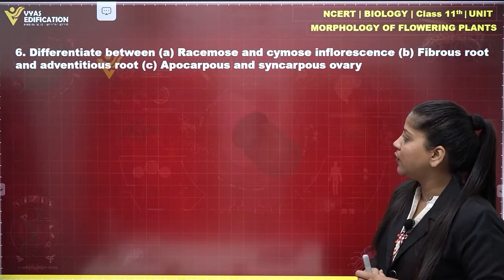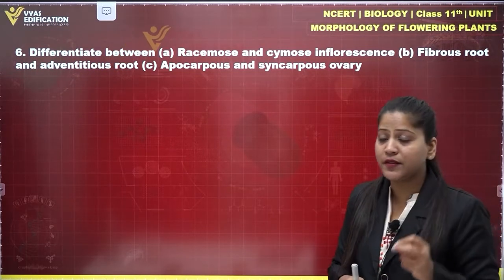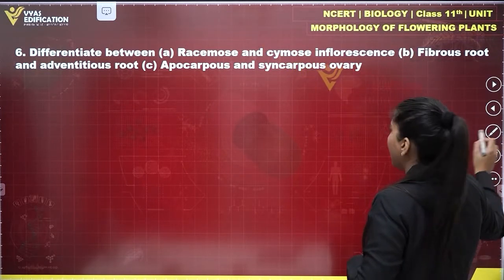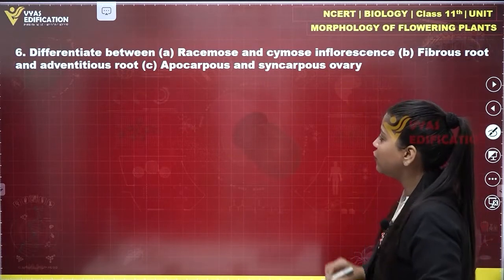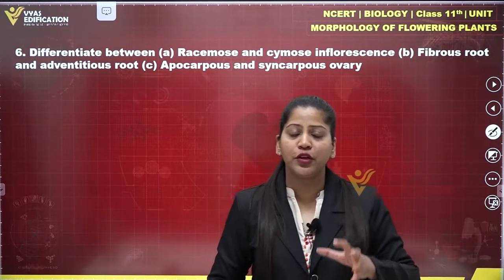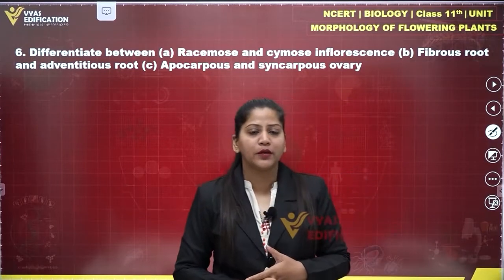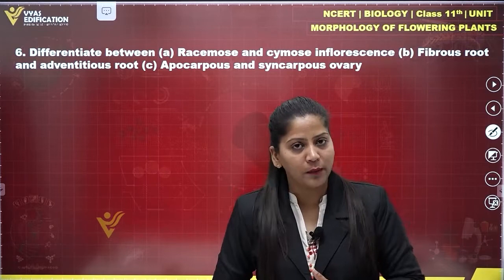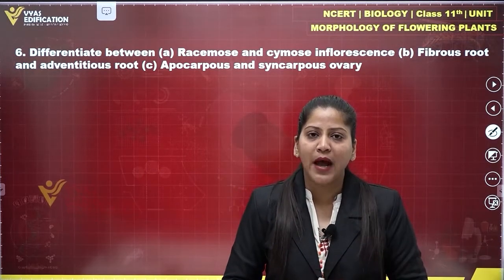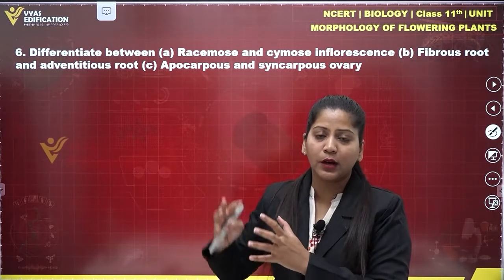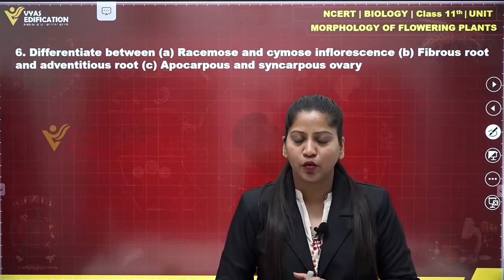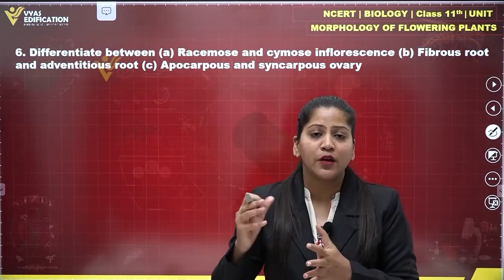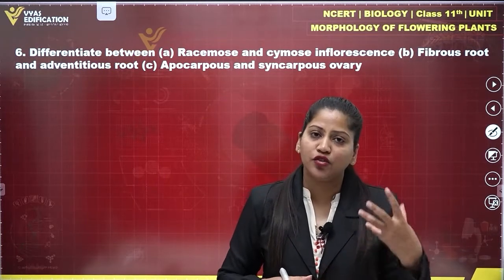Now, the differences between fibrous root and adventitious root. If we talk about the fibrous root, this kind of root is found in monocot plants. In fibrous root, the primary root originated from the radicle of a seed is short-lived.